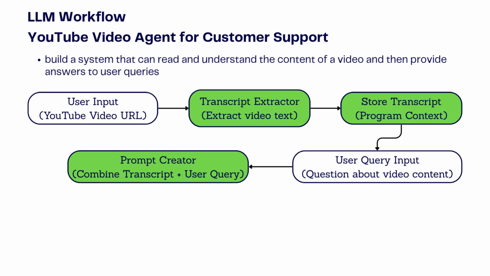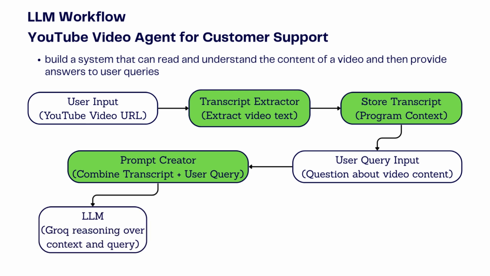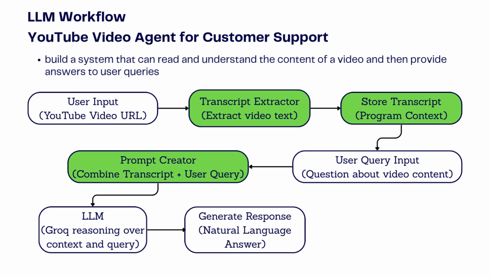The next step is to create a full prompt for the LLM. We combine the transcript and the user's question into a single input, so the LLM has all the context it needs. This allows the model to reason intelligently, rather than just generating generic answers. The prompt is then sent to the LLM. Here we are using Grok as our reasoning engine. The LLM reads through the transcript, interprets the question, and identifies the most relevant information. It then generates a clear, natural language response that directly answers the user's query.